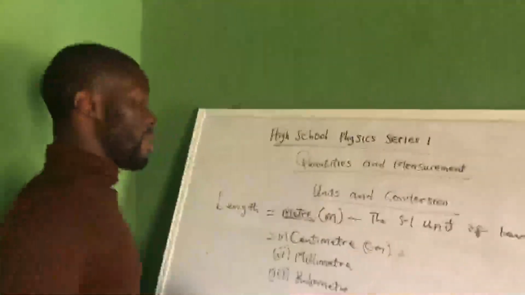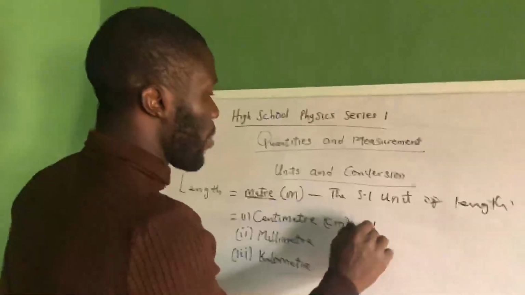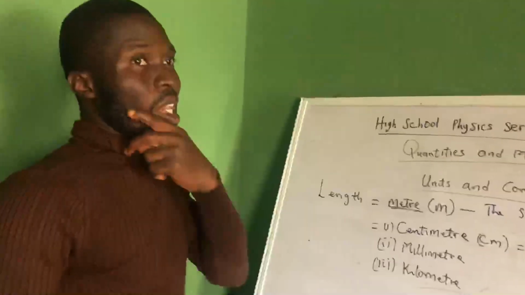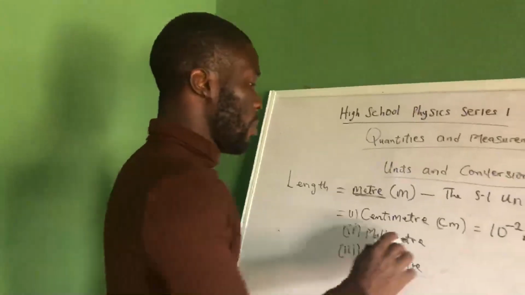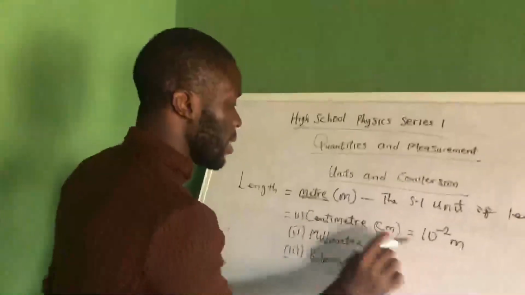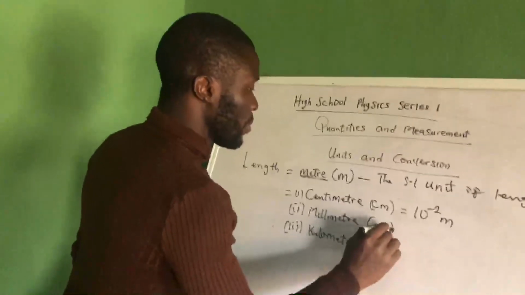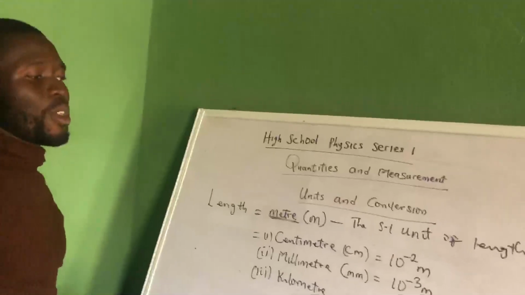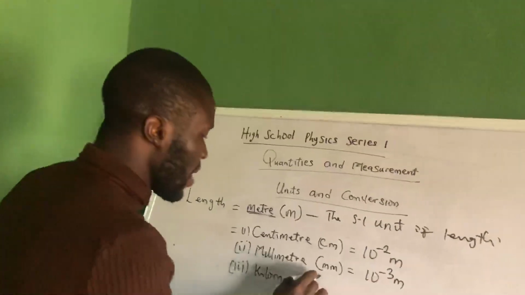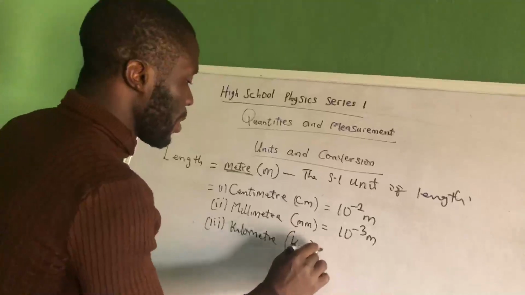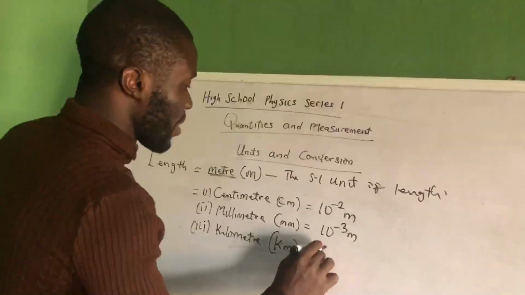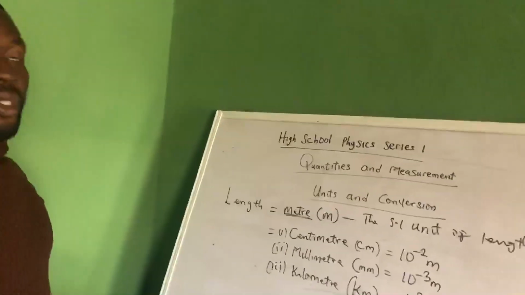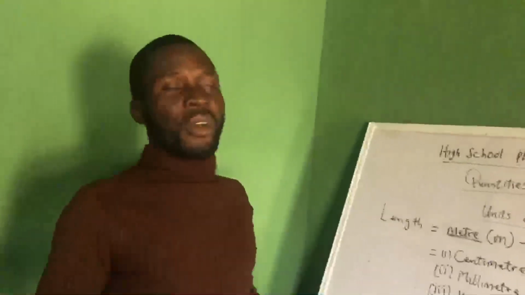Now, what does centimeter mean? Centi means 10 raised to power minus 2 meter. So it means that 1 centimeter is the same thing as 10 raised to power minus 2 meter. Now, what of millimeter? Milli, that's mm. That's 10 raised to power minus 3 meter. It means 1 millimeter is the same thing as 10 raised to power minus 3 meter. Then kilometer, that's km. Kilometer is the same thing as 10 raised to power 3 meter. That is, 1 kilometer is the same thing as 1,000 meter.